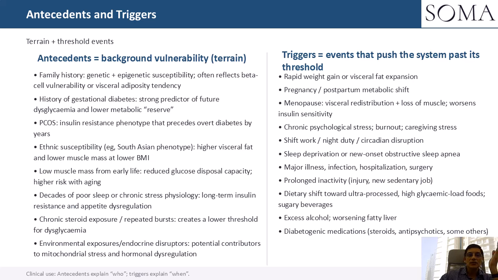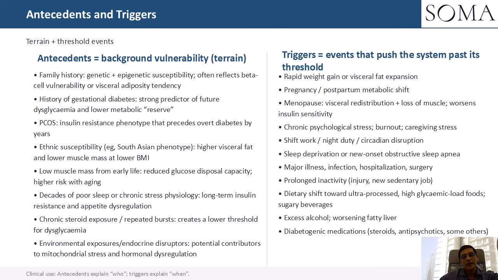Then chronic psychological stress. So stress increases cortisol and sympathetic tone, which drives higher glucose output and insulin resistance. Shift work or night duty is also a trigger. Circadian disruption is a major trigger, especially when paired with late night meals. Sleep deprivation, not just insomnia, sometimes new sleep apnea or new job schedule or caregiving demands, could also be a trigger. Then major illness like severe infections, COVID, hospitalization, surgery, these can unmask diabetes by increasing inflammatory and stress pathways.